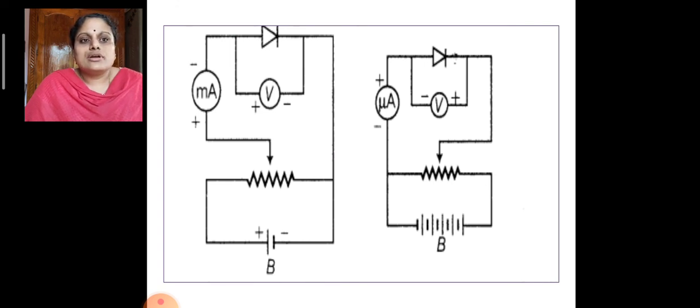In the second figure, in order to get the reverse bias characteristics, the same diode is connected in the reverse biased condition and other connections are also made similar to the forward biasing case, except that a microammeter is used here since the current formed is negligible.